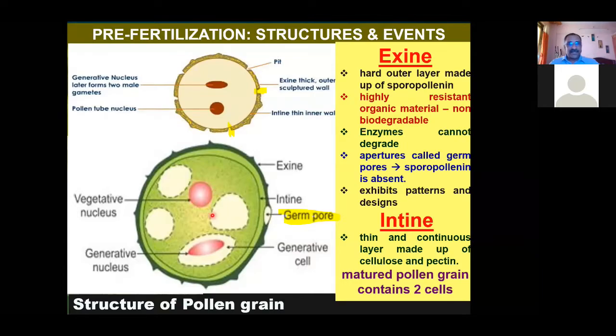One cell is a large cell with a nucleus called the vegetative nucleus. There is another cell that is a small cell having a spindle-shaped nucleus. The large cell present in the pollen grain is the vegetative cell, and the other one is the generative cell. So there are two cells over there, and when the pollen grain is in the two-celled stage, it is mostly released from the plant. Now we come to the next slide.